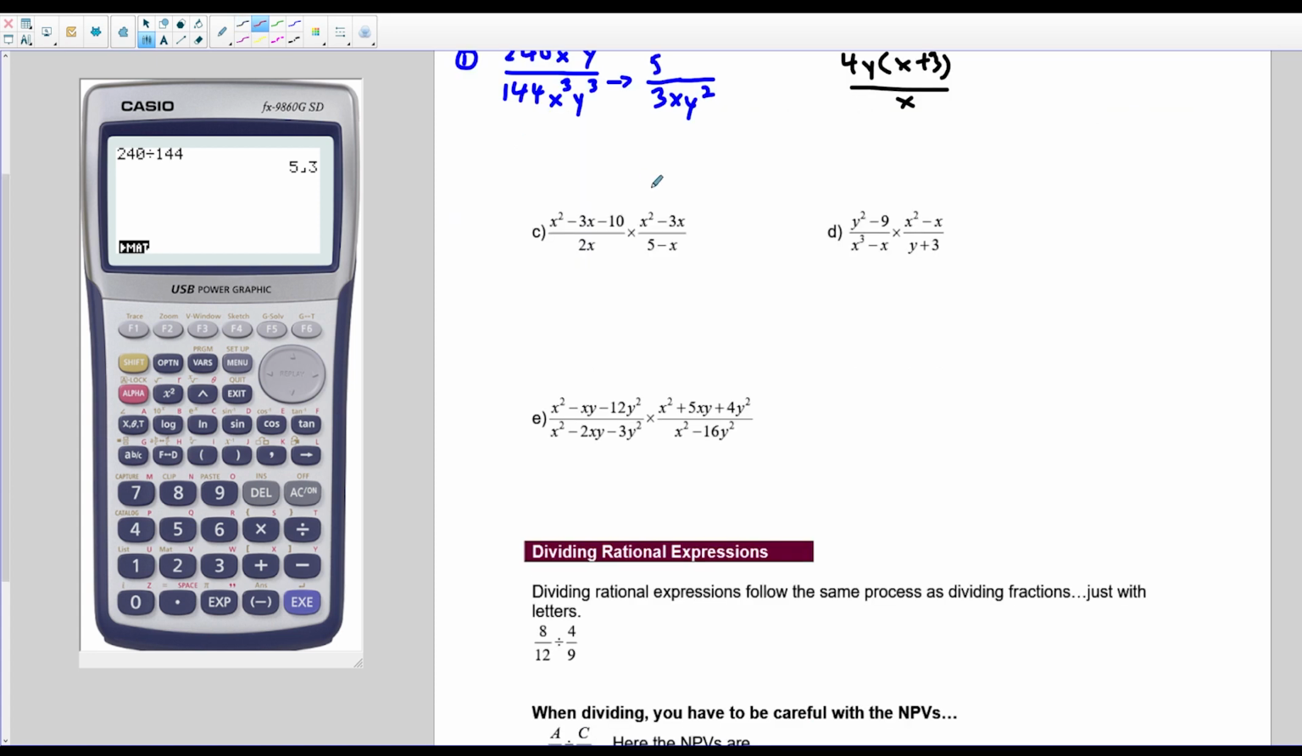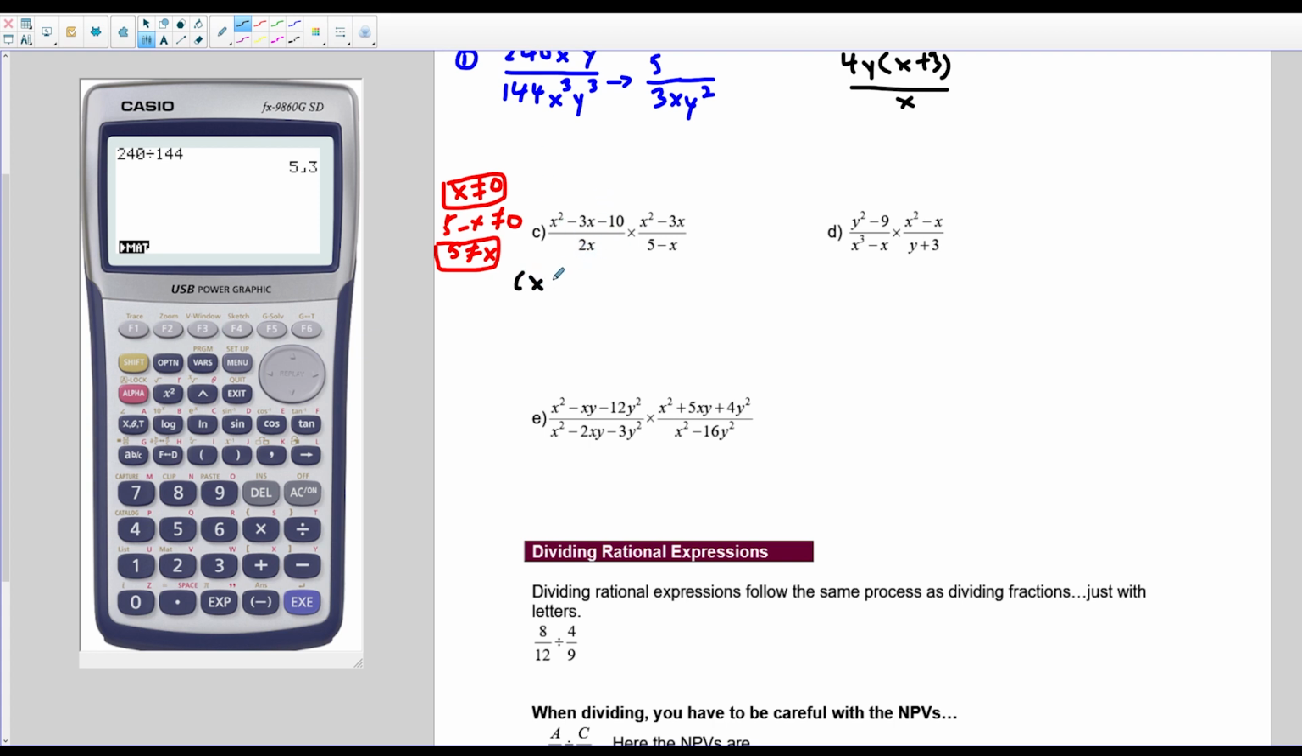Once again, for this next one, I already have these all factored out. So I get 2 NPVs. x cannot equal 0 coming from the 2x. And from here, 5 minus x cannot equal 0. So that's my first one. And then my second one, I get x cannot equal positive 5. So I get 2 NPVs for this expression.